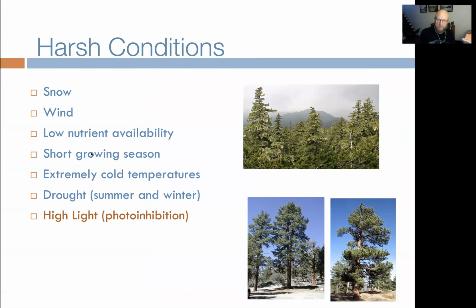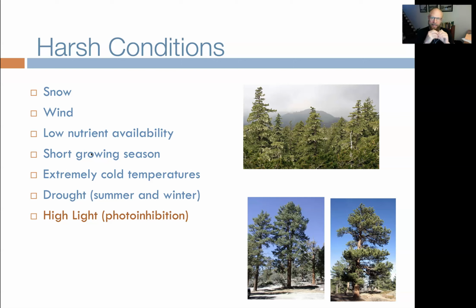Okay, the last thing we're going to talk about is high light environments. So plants generally want lots of sunlight because that's what provides the energy for photosynthesis. But there's a point where the light coming in is too much for the plants to handle. And when this happens, it can actually damage the cells and all of the proteins that are being used for photosynthesis. And when this happens, it's called photoinhibition. So if plants are getting too much light, it actually reduces photosynthesis.